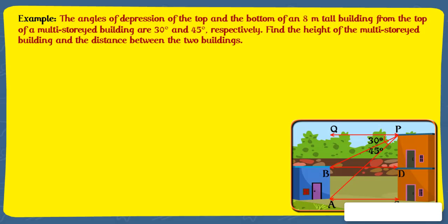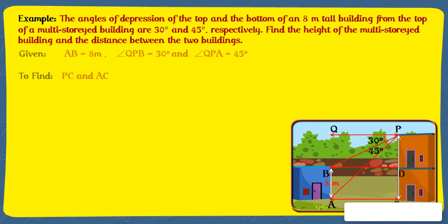Next example. The angles of depression of the top and the bottom of an 8-meter tall building from the top of a multi-storied building are 30 degrees and 45 degrees respectively. Find the height of the multi-storied building and the distance between the two buildings.